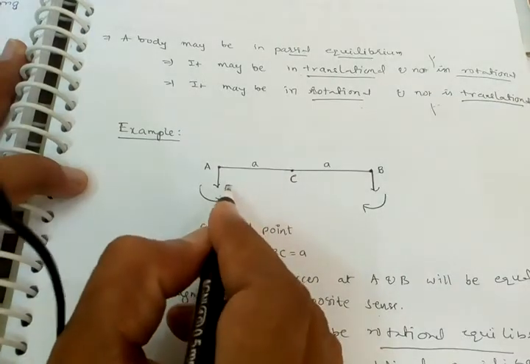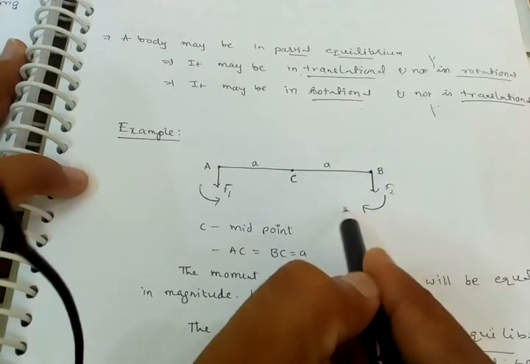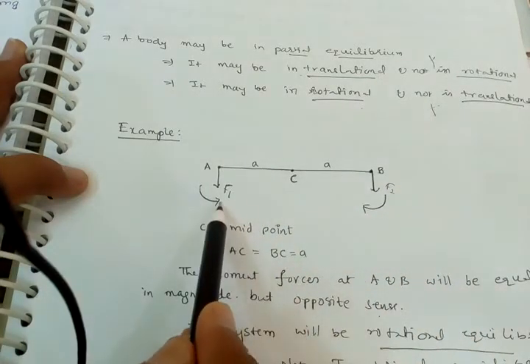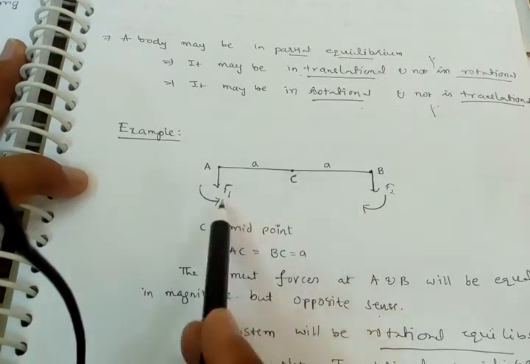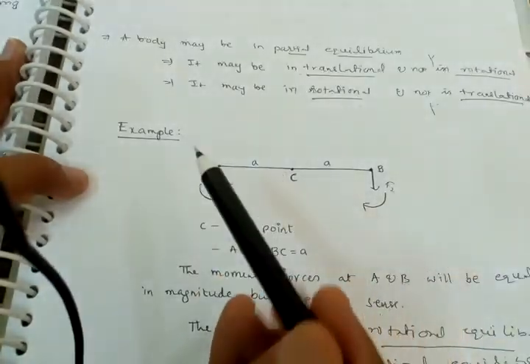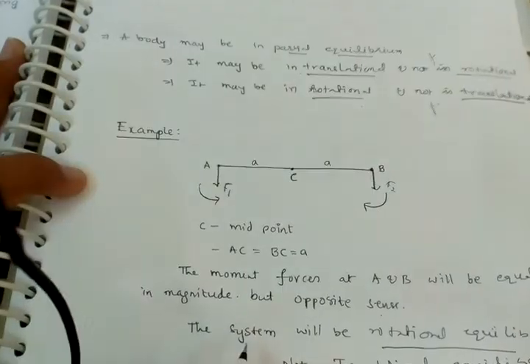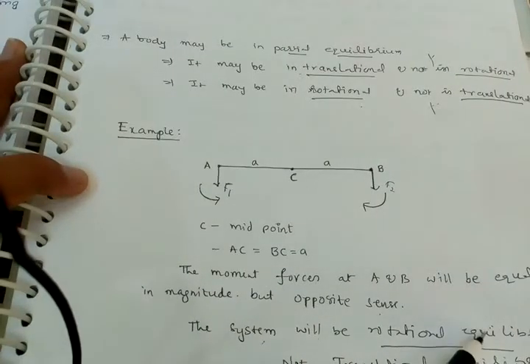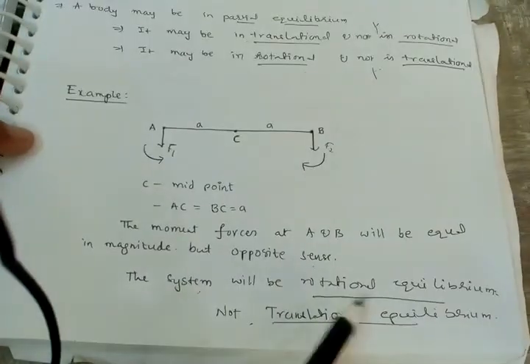See here, F1 is acting in this direction, F2 is acting in this direction. So the forces act with equal magnitude but in opposite directions. One is acting in this direction, the other in that direction. So the system will be in rotational equilibrium, not in translational equilibrium.